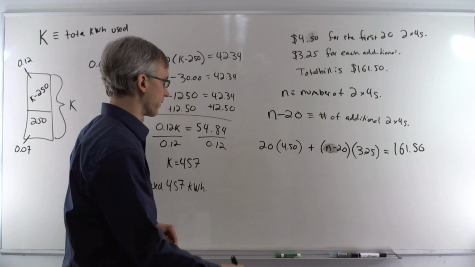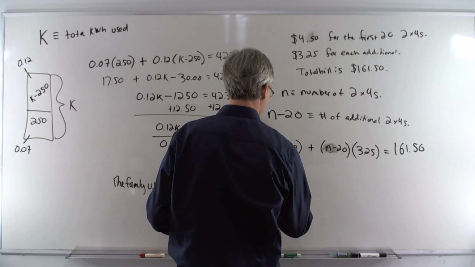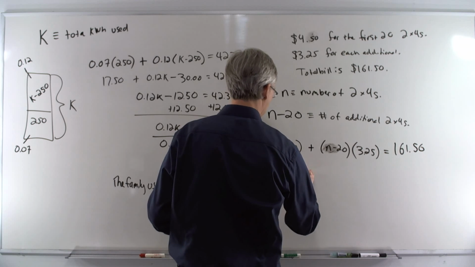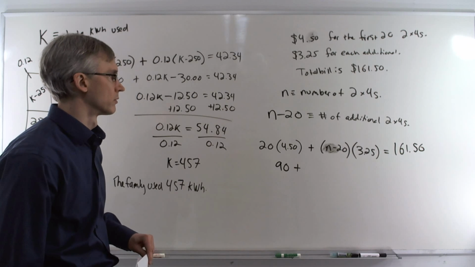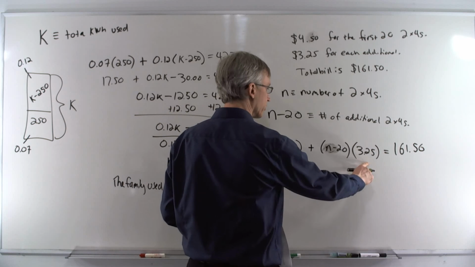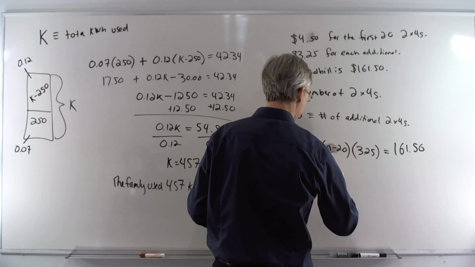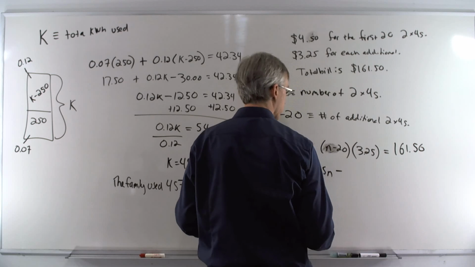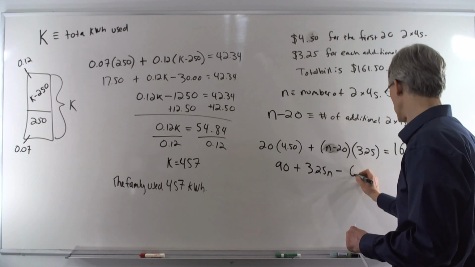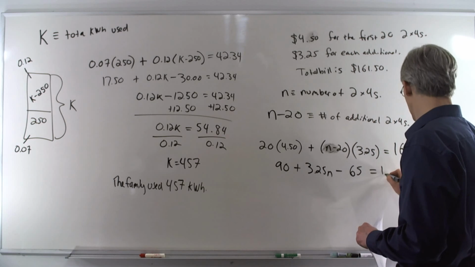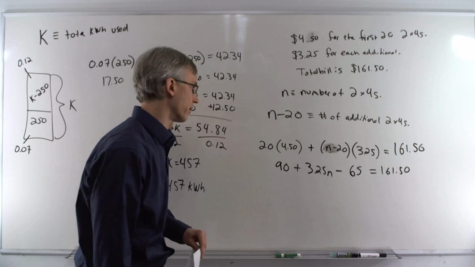Now let's start simplifying. 20 times 4.50, that's $90. And now we can distribute 3.25 into this expression here. So we get 3.25n minus 20 times 3.25. That is 65. Which still equals 161.50 on the right.